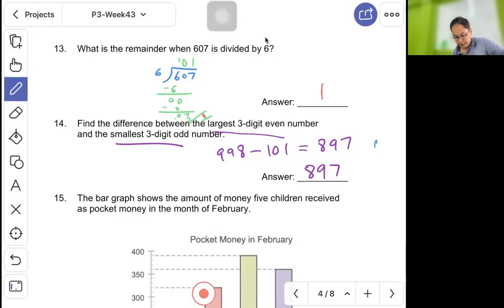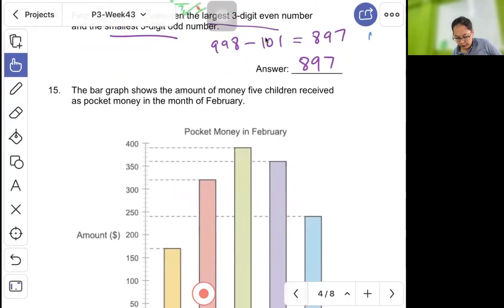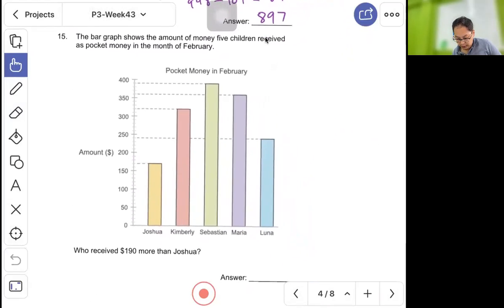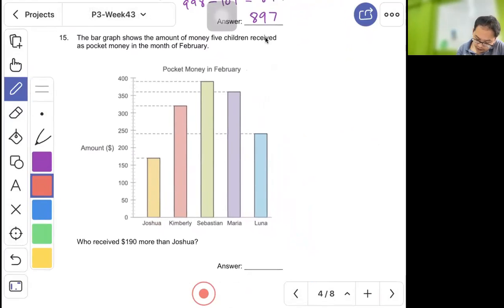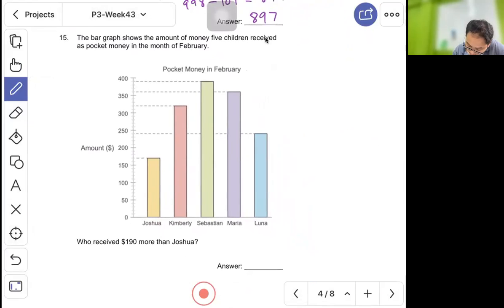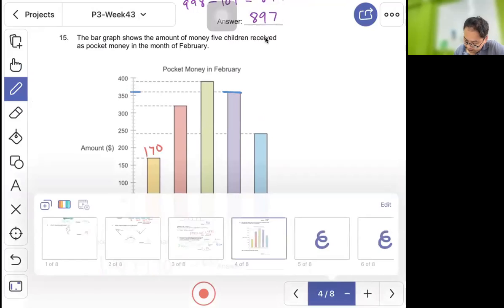Question 15. So the bar graph shows the amount of money five children receive. So who received $190 more than Joshua? So Joshua here is 170. It says $190 more. Let's add together. We get 360. So who has 360? Here. Maria.